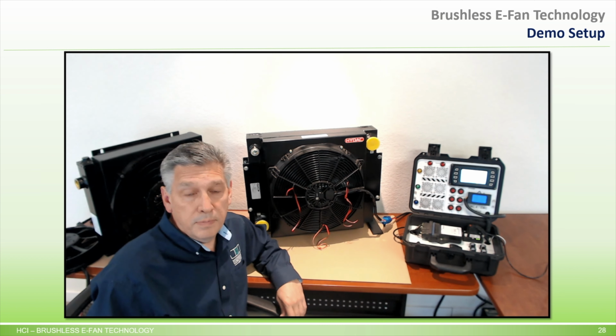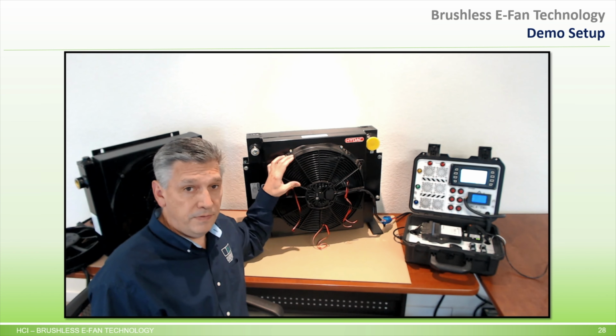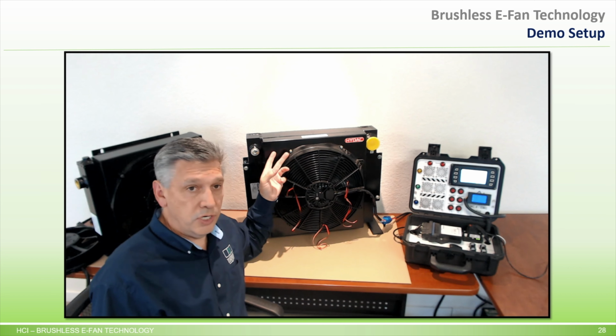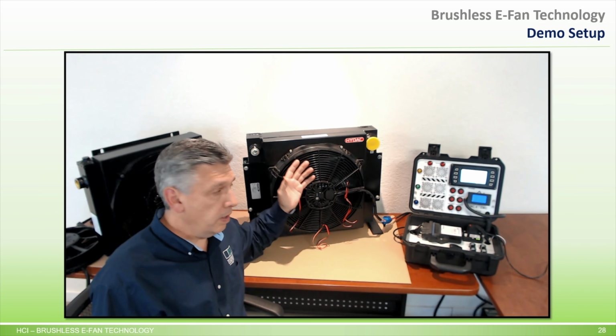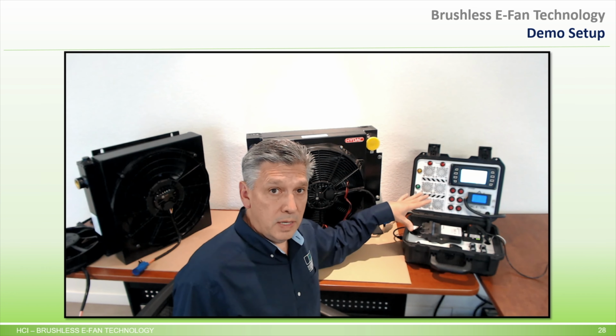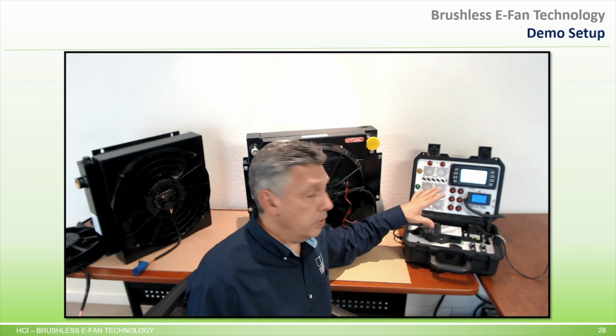Okay, before we get the demo started, let's go ahead and look at the demo setup. So here we have a 15.2-inch SPAL variable speed brushless fan connected up to this heat exchanger, which is for hydraulic oil, so we'll be driving this. And we're going to be using this demo kit provided by Innovation Controls to simulate the temperature inputs.